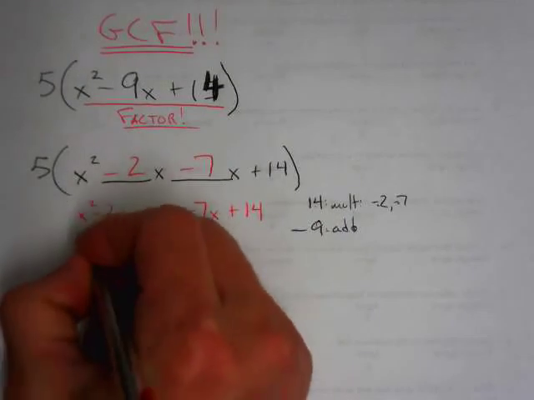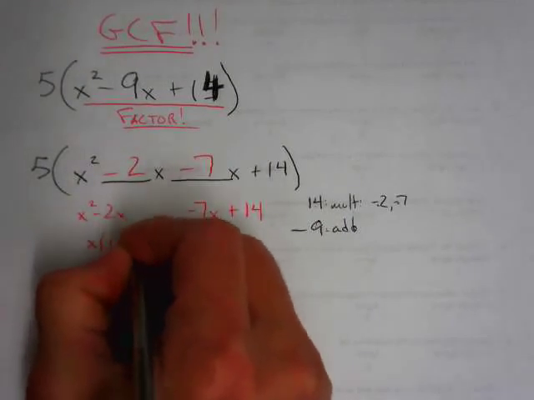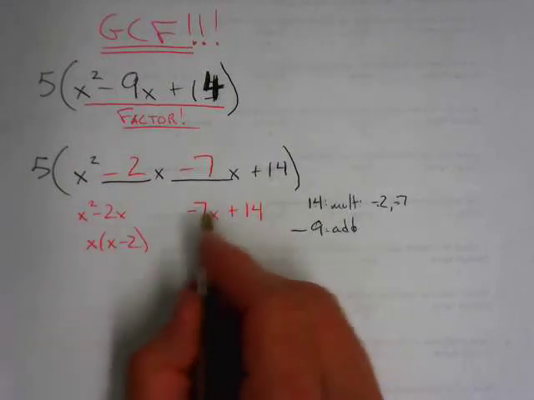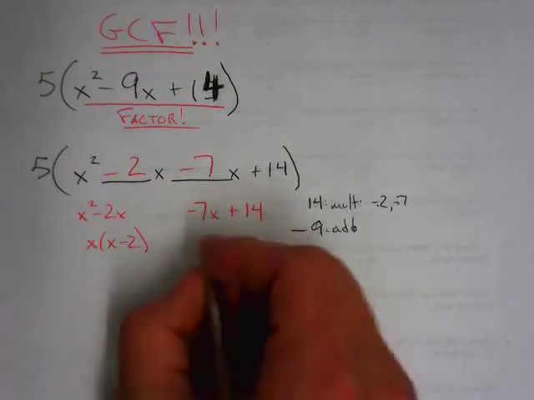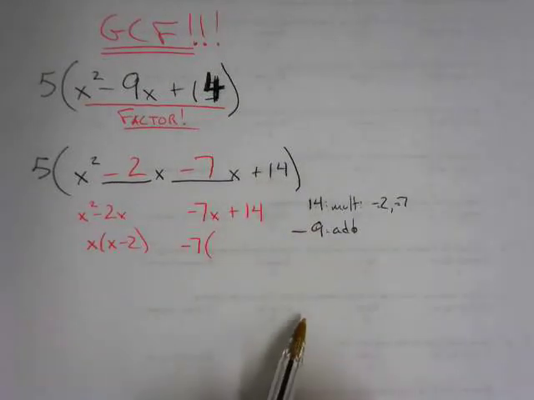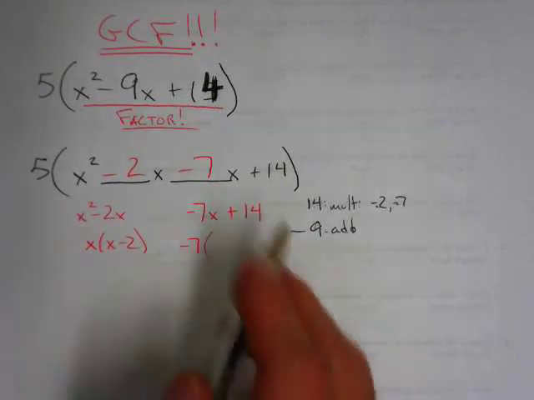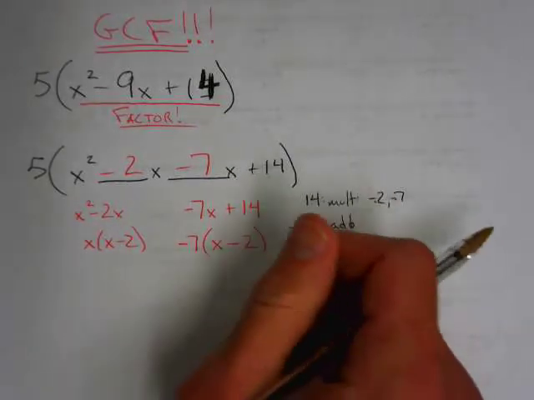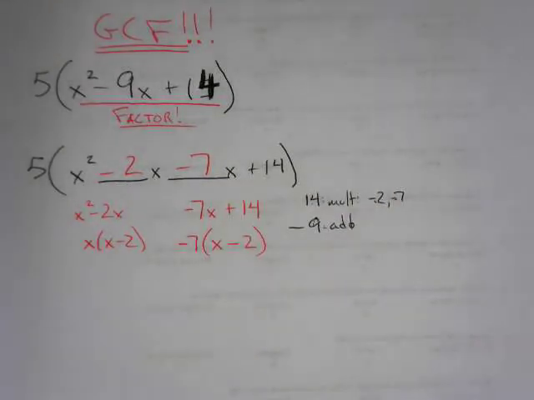Greatest common factor here is x, so I factored out, I'm left with x minus 2. The greatest common factor here is 7, but I'm going to factor out that negative 7, that minus 7. And what's going to be left inside is going to have to match that, right? So it turns out that totally works. X and 14 divided by negative 7, negative 2. So that's why the signs are really important, by the way.